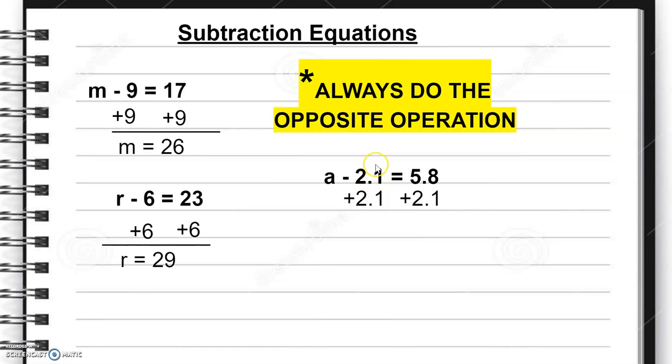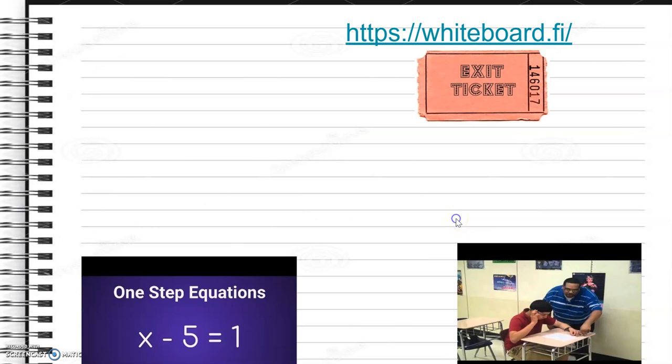This cancels out because it should give you 0. Now you have a by itself, and your answer would be 7.9. Remember, always line up the decimals. Okay, so 8 + 1 equals 9, 5 + 2 equals 7, and you are lining up the decimals.